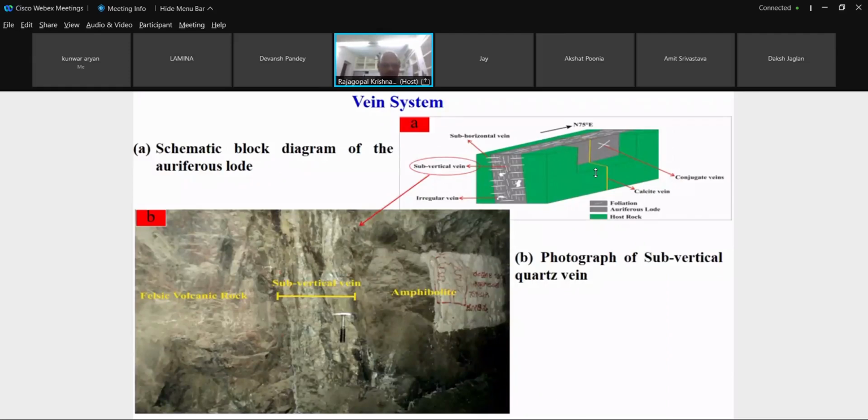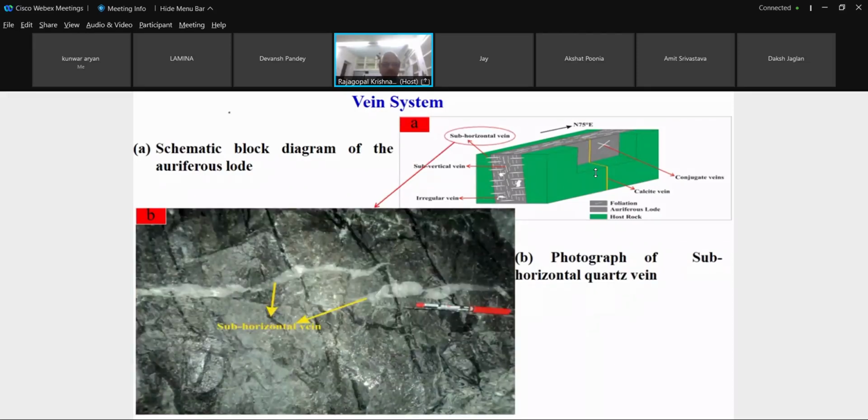So you can see the subvertical. Not exactly vertical, but subvertical. You have subhorizontal. I'll show you how the pictures are. I think you are studying structural geology. These are represented in the form of blocks: foliations, host rocks, conjugate veins, subvertical veins, subhorizontal veins. I'll show some of the pictures. So these are the subhorizontal veins. They're not exactly horizontal, but subhorizontal.